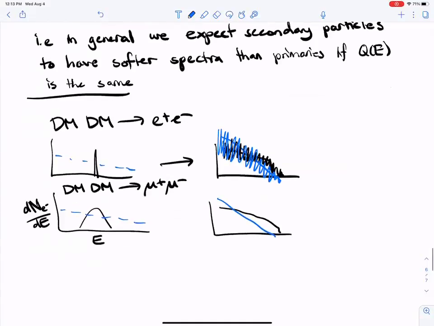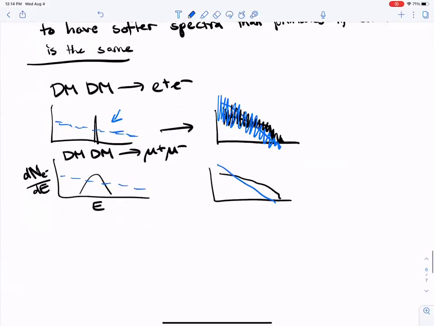But these are the basic ingredients. That doesn't mean that you can do nothing. You can still set constraints, but it's not quite as simple as this case, unless you're looking at a photon line, in which case you don't get this broadening, and then you maybe actually can do an analysis like this. Make sense? Yeah.